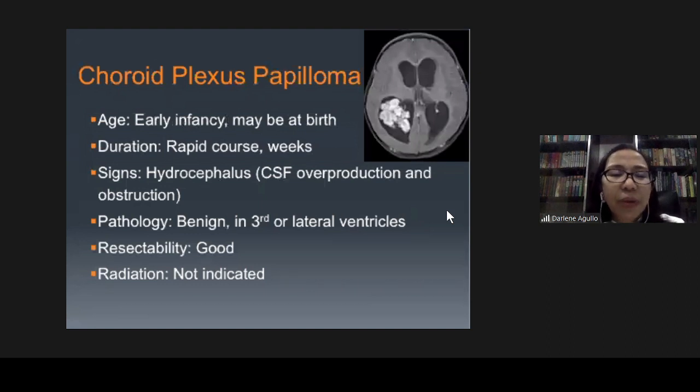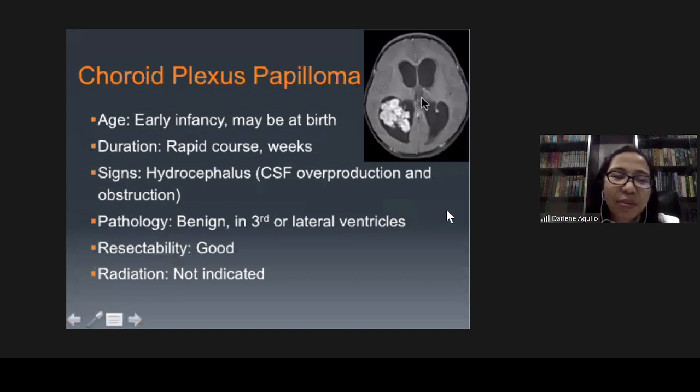Next tumor, choroid plexus papilloma. So, narinig nyo na ito dati, no? Kasi ito yung may CSF overproduction. So, papilloma involving the choroid plexus. Ito yung itsura niya. So, intraventricular siya. Common during early infancy. It may manifest at birth. The duration is rapid kasi nga nag-hydrocephalus ka agad. So, rapid course occurring in weeks. Signs and symptoms are related to hydrocephalus.